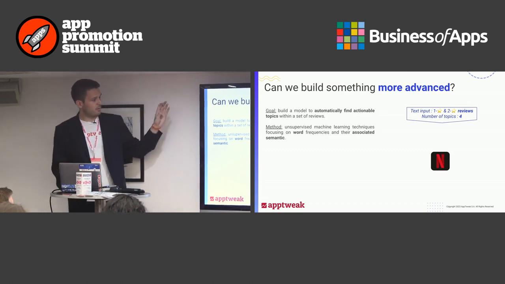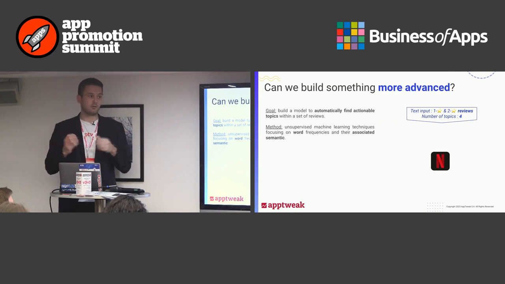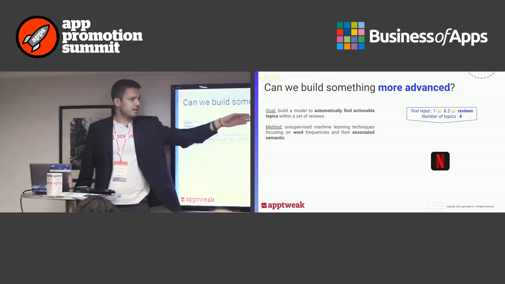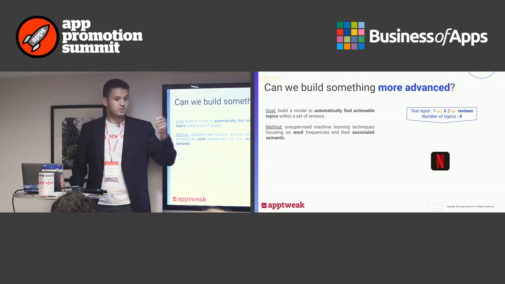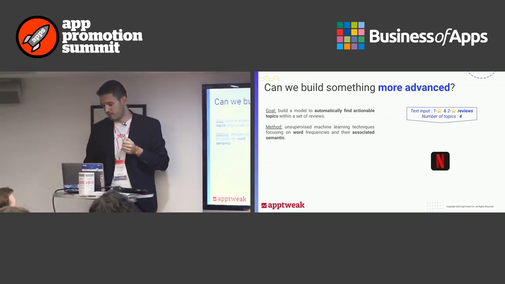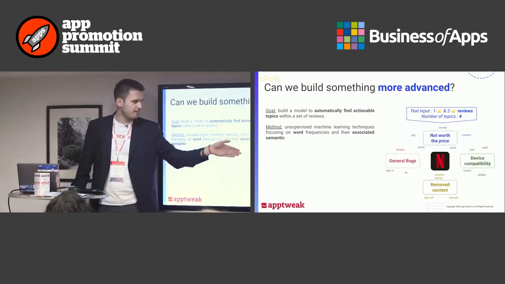So what we have here is an unsupervised machine learning model that is able to find topics in a set of reviews. The only input that we have to pass to this model is a set, for instance, here, all the 1-star and 2-star reviews of Netflix. And we just need to manually input a number of topics. Let's say we want to have 4 topics. Then the model does its magic, and it can come up with these 4 topics.